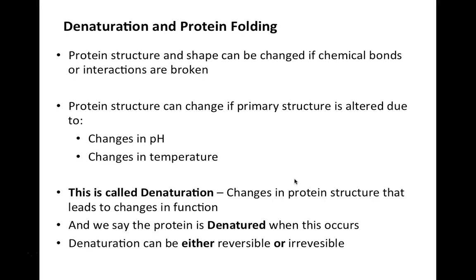pH and temperature effects. Whenever we've changed the structure of a protein due to pH or temperature, we call this denaturation. A change in the structure of the protein can often lead to a change in the function of that protein. When a protein has undergone denaturation, we say that protein is denatured. Denaturation can be either reversible or irreversible depending upon the protein.